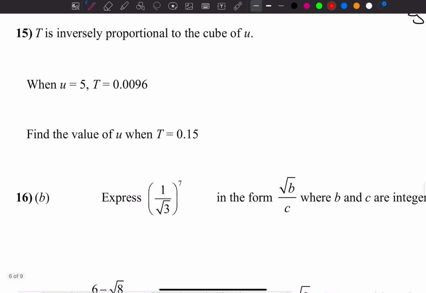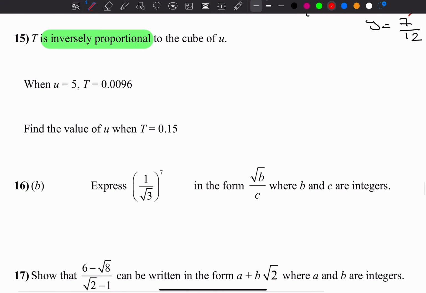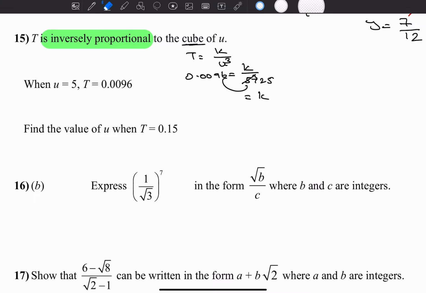Next one. Inversely proportional means k over. So t is equal to k over the cube of u, not just u, the cube of u. So that means u cubed. Okay, so t is 0.0096 equals k over 5 cubed. 5 cubed is 125. Just multiply it. k is 1.2.